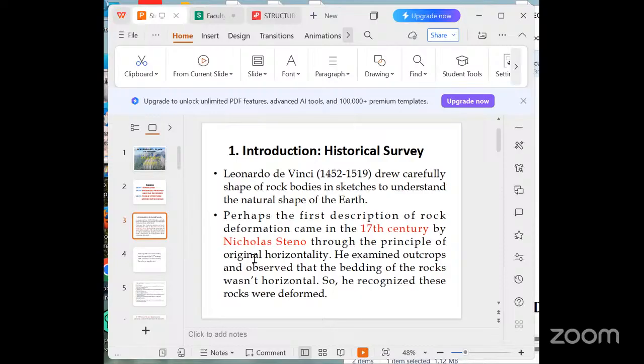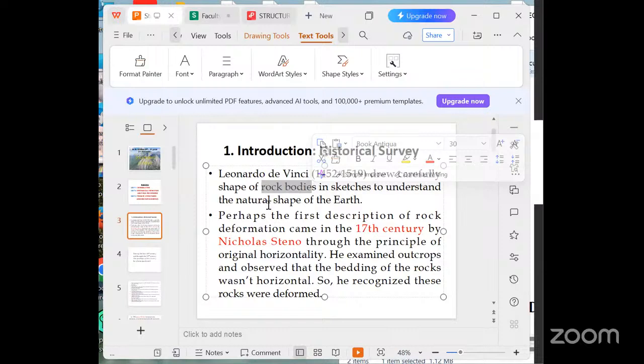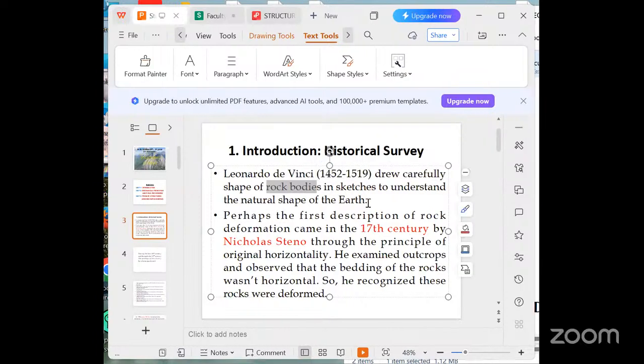You see here, Leonardo da Vinci. All of you know about this person. Leonardo da Vinci was an artist, right? In the years 1452 to 1519, he drew carefully the shapes of rock bodies in sketches to understand the natural shape of the earth. So in which years? 1452 to 1519, right?